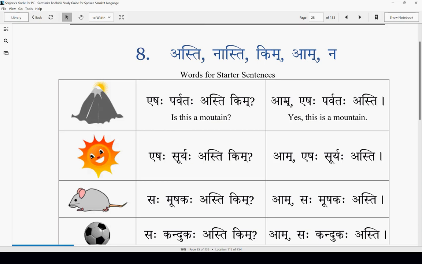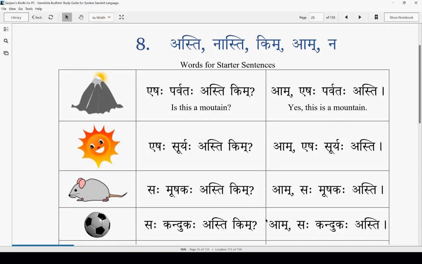If you want to use it as an adjective, Visheshanam, to a noun, to a Napunsakalinga noun, then that Kim we can use, and then Kim will have its lingam and its vibhakti table, okay? All that vachanam and all that. But here, if you want to ask a question, then Kim is just used as a fixed form, a separate word, and it is avyayam, a fixed form. No lingam, nothing here. Eshaha Parvatah Asti Kim. So similarly, all the Kims are used in the same format here, which are avyaya shabdaha or avyayam.